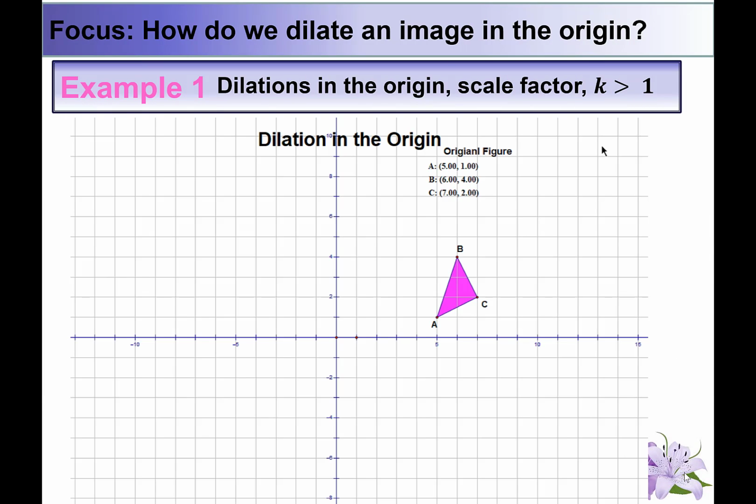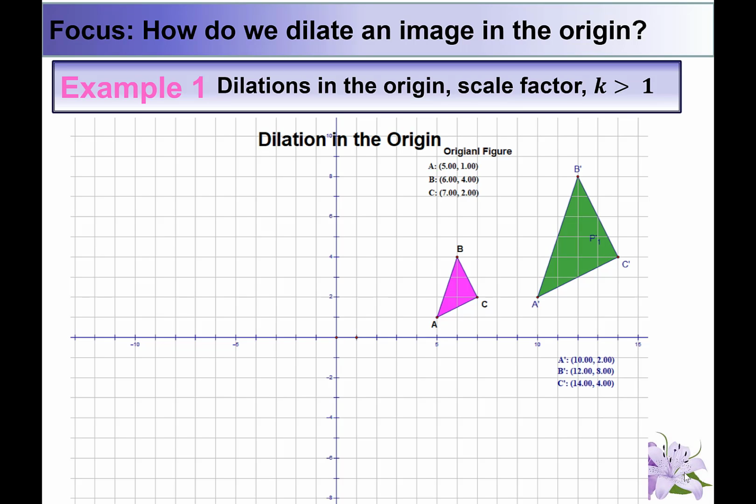In example 1, we're going to look at dilations about the origin that have a scale factor that is greater than 1. We use the variable k to represent the scale factor. Here we have a triangle ABC, drawn in quadrant 1. The vertices for this original figure are here. So what I'm about to do is dilate this triangle, and now I dilate it by a scale factor that's greater than 1.